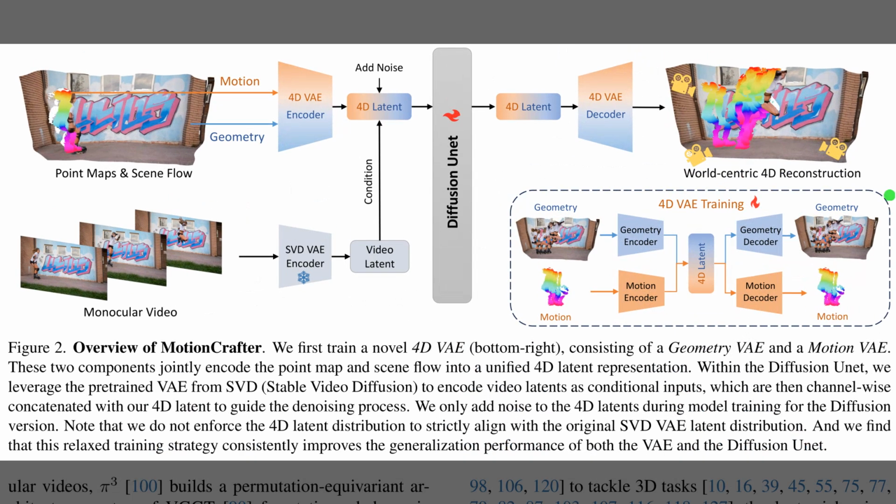Figure 2 lays out the MotionCrafter architecture. At its core is a novel 4D VAE, shown in the bottom right inset, which encodes geometry and motion into a unified latent space using separate encoders. In the main pipeline across the top, a Diffusion UNet processes this 4D latent to generate the final reconstruction. Crucially, as seen on the bottom left, the model conditions this process on video latents from a pre-trained, stable video diffusion model. By not forcing the 4D latents to strictly align with the video distribution, the system achieves better generalization.